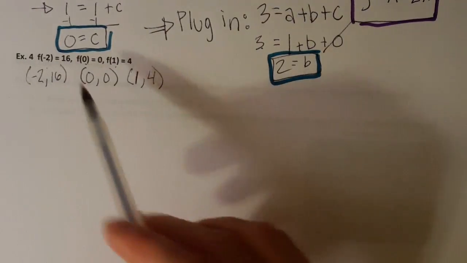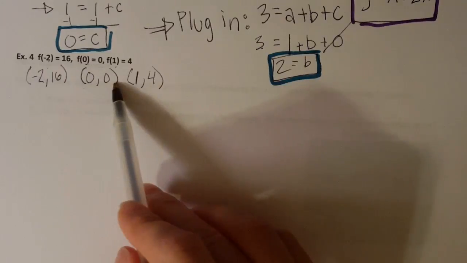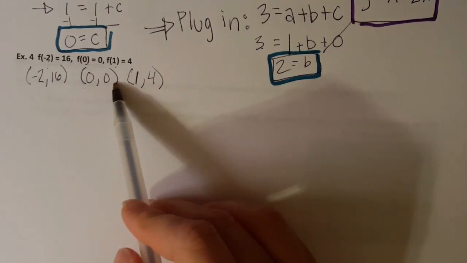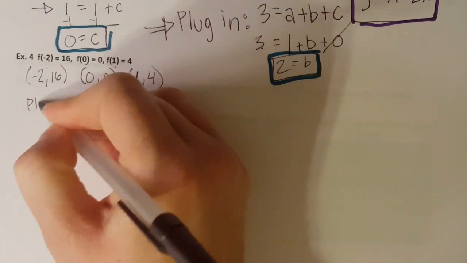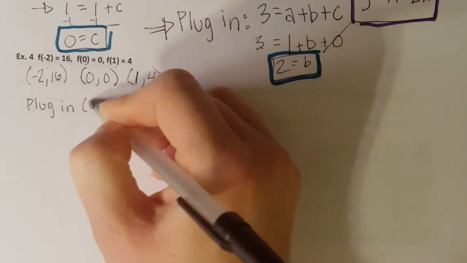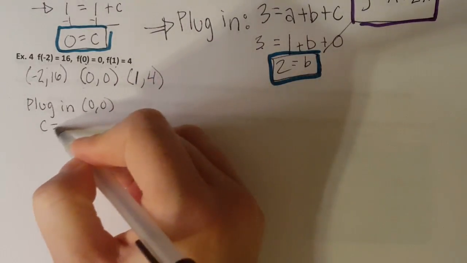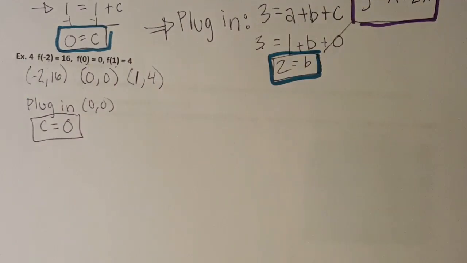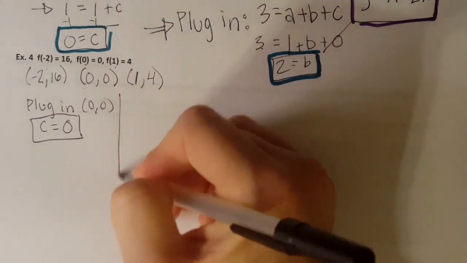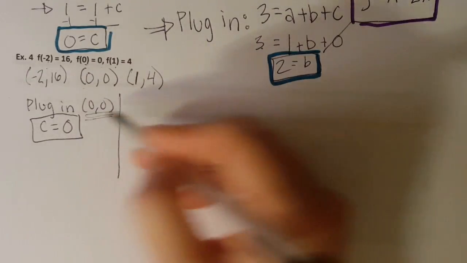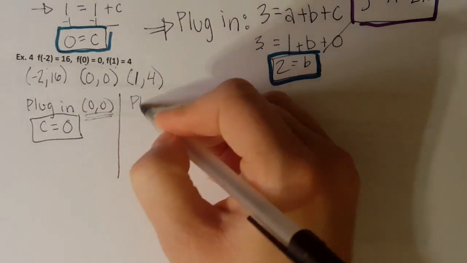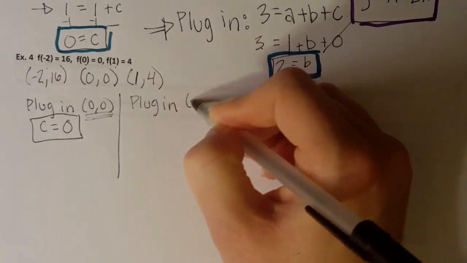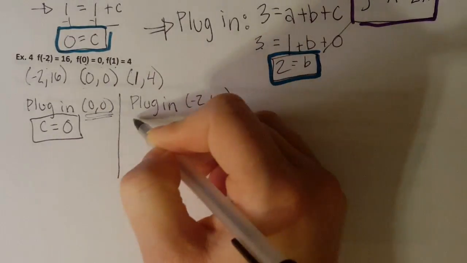This is in function notation though. Oh look, that pretty one, 0, 0. We've done that multiple times on 1 and 2. When we plug in 0, 0, what does C always come out to be? It came out to be 0 every time, didn't it? So we're going to skip that step because we know what that is. It only works with this point 0, 0 though. So now we're going to plug in negative 2, 16, again into that same thing.